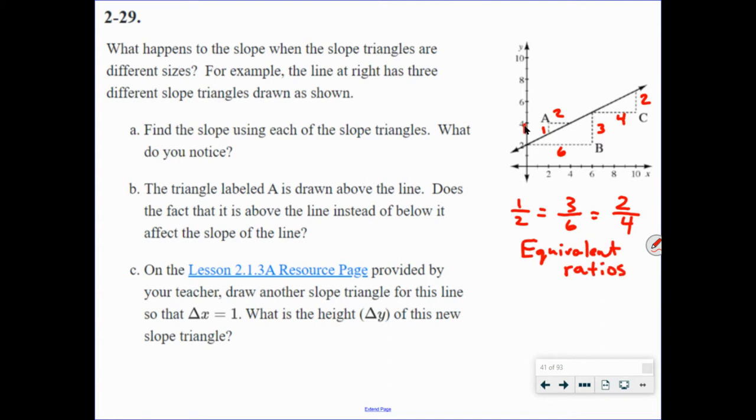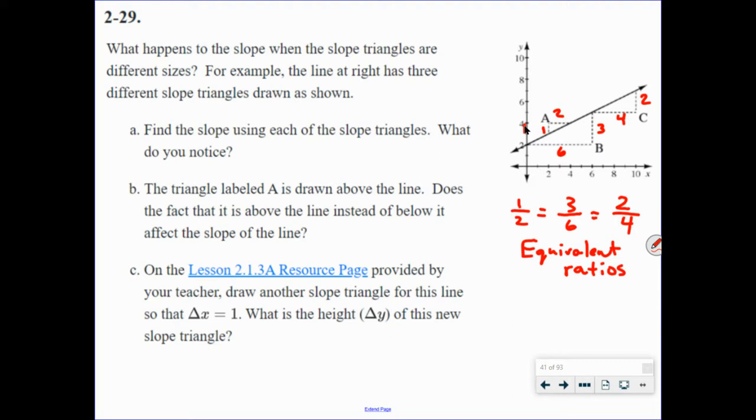Write that down. All of them should always be equivalent ratios. No matter what you do on a slope, if it's a line, it should always have the same slope, always. The triangle labeled A is drawn above the line. Does the fact that it's above the line instead of below it affect the slope of the line? No, it doesn't, okay?